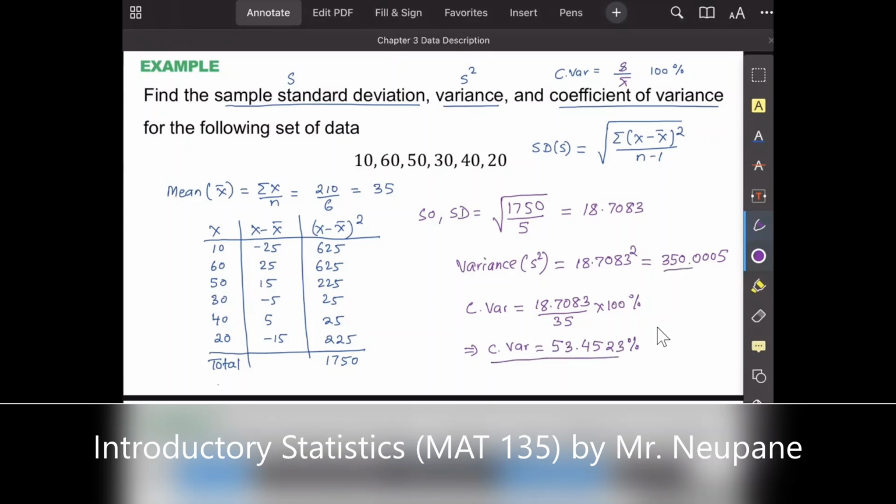This is the variance, and that is the standard deviation, right? Do you have any question in this problem? The only difference that we have when we compare with the population is in the denominator, we have n minus 1. Everything is same, but in the denominator, we have n minus 1, okay?